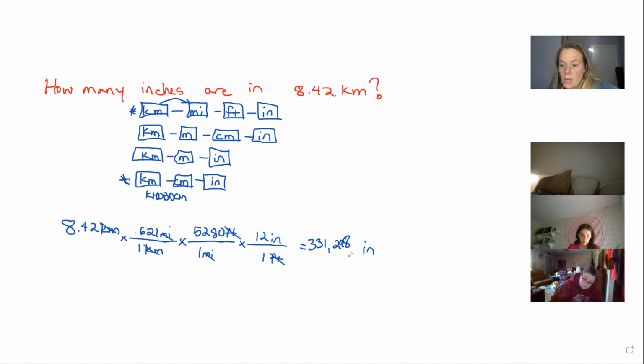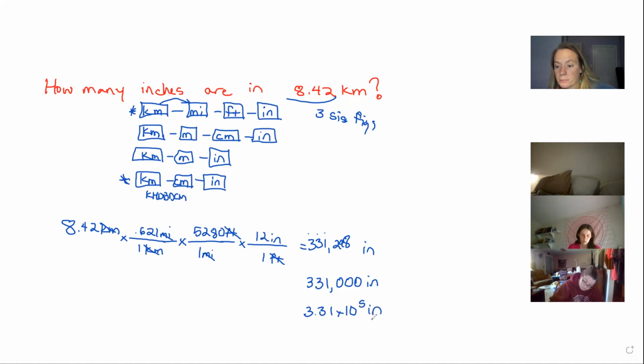331,298 with some decimals. How many significant figures do we need to round to? We go with the given information. So the given information has 3 sig figs. So we want our final answer to round to 3 sig figs, which means the 3 and the 1 are significant. The 2 will tell that 1 to stay. So 3, 3, 1, 0, 0, 0 inches. Could write it in scientific notation as well. If the problem specifically asked for it, we would write it as 3.31 times 10 to the 5th inches.